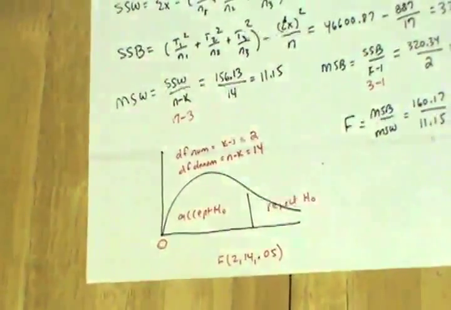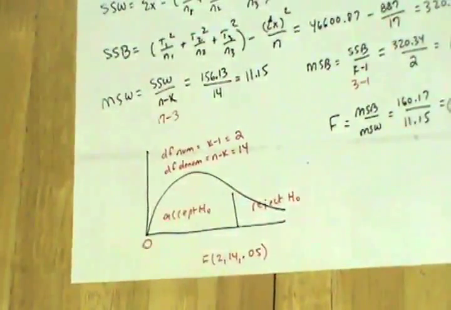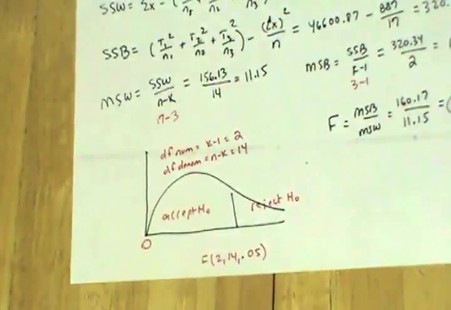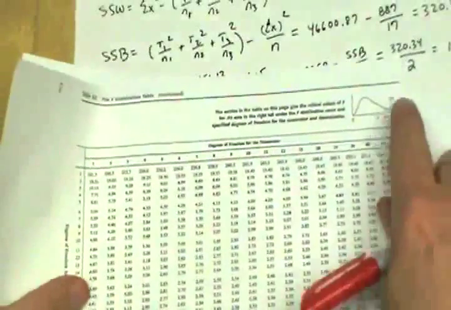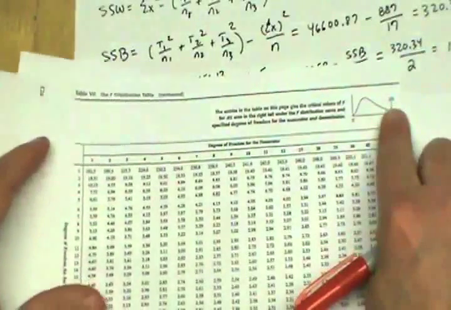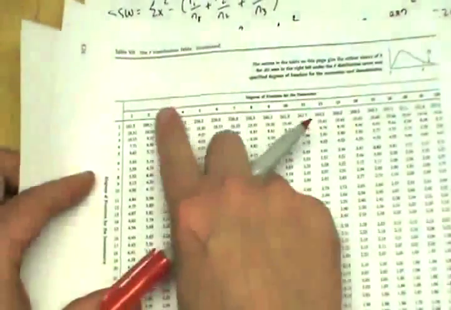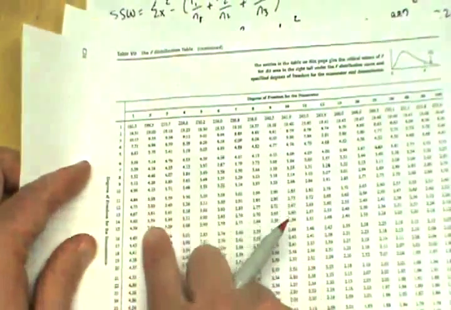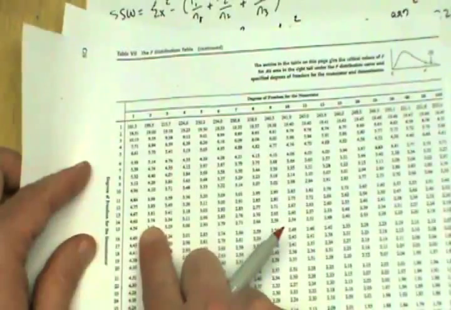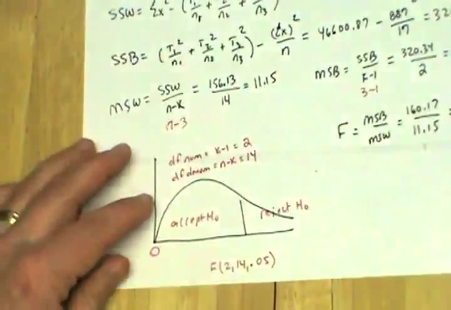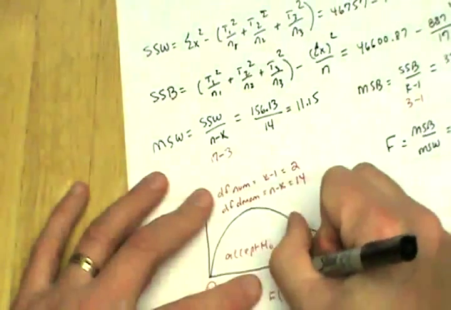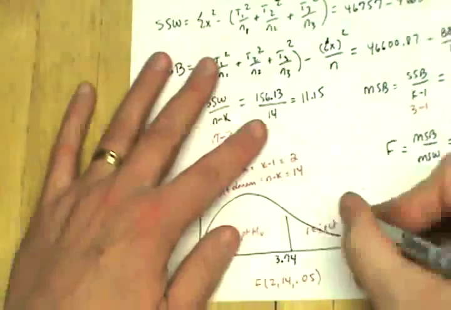So we're going to look up from the table. Make sure you look at the one that says 5%, 0.05. And we're looking up a numerator of 2 and a denominator of 14. So for 0.05, the numerator is 2 on the top, and we go down where it says 14 on the left-hand side. And we're getting back a value of 3.74. And that is our critical value.